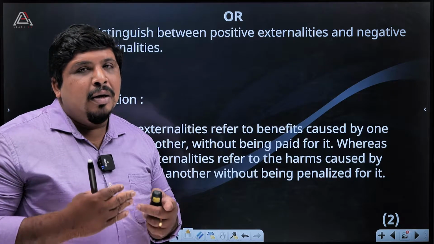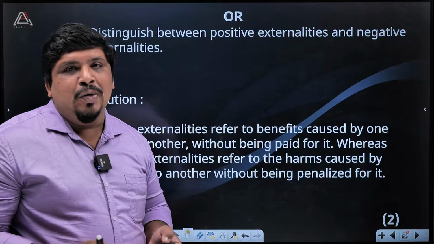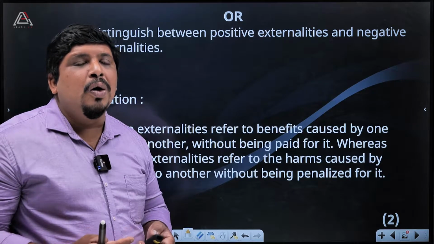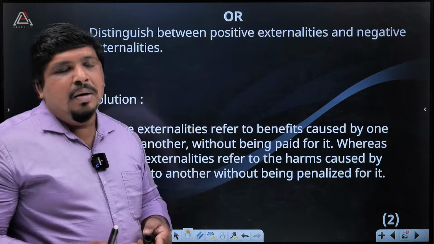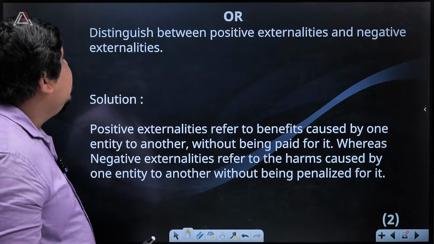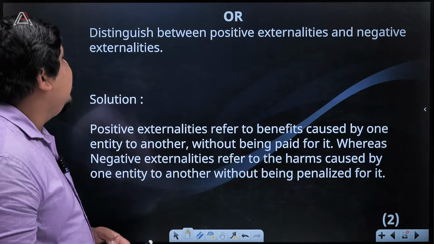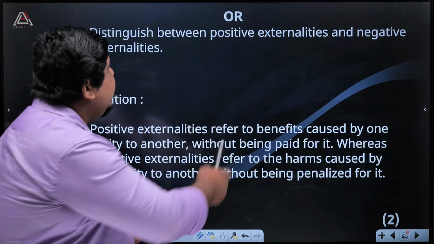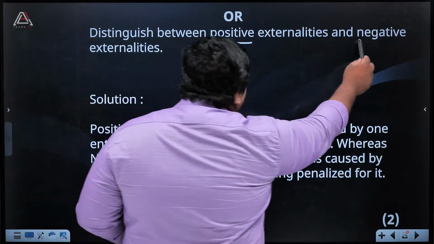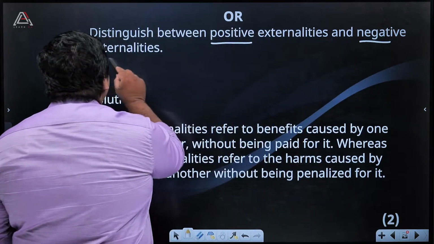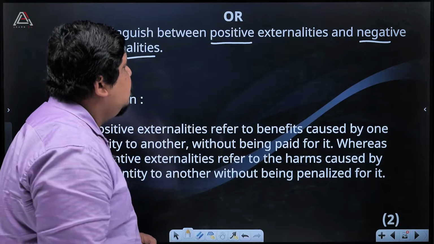Here, if you are getting an OR question, there is no need to write the entire question paper. If you are getting an OR question, you can write either the first one or the second one. Then, distinguish between positive externalities and negative externalities. We can give the answer for these terms themselves, positive and negative externalities.